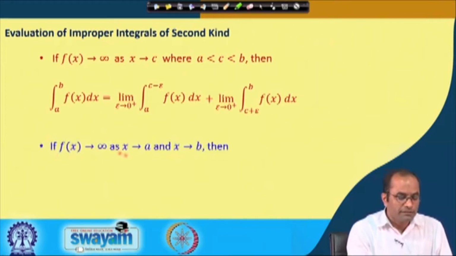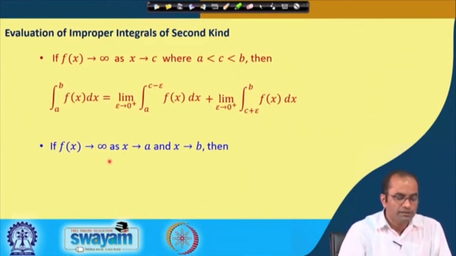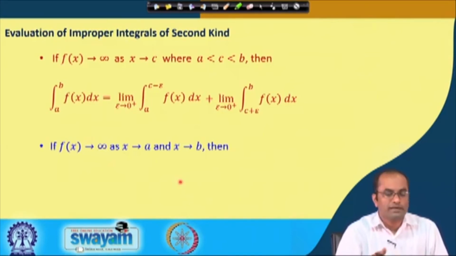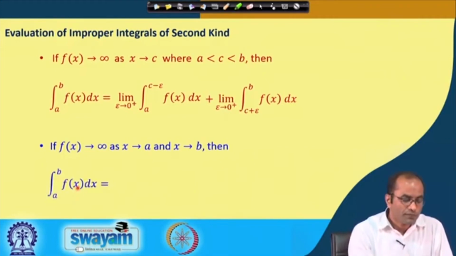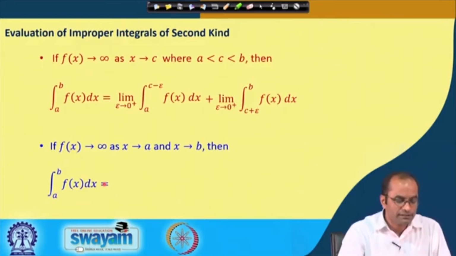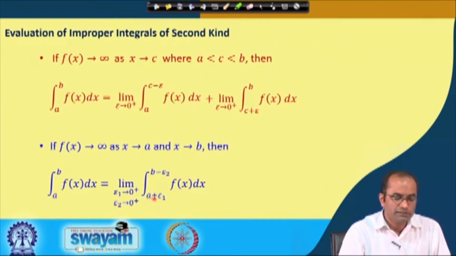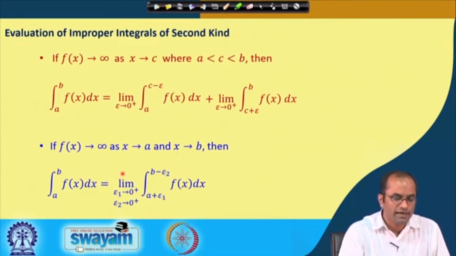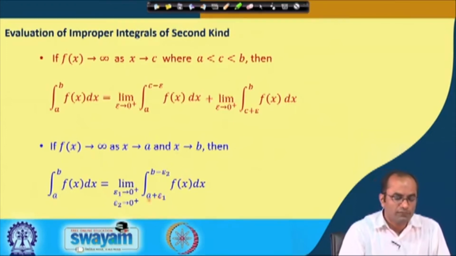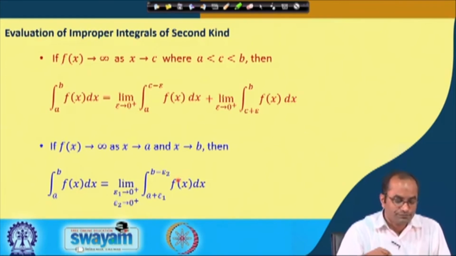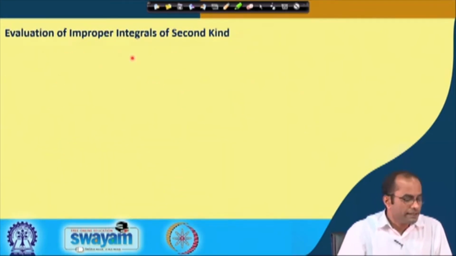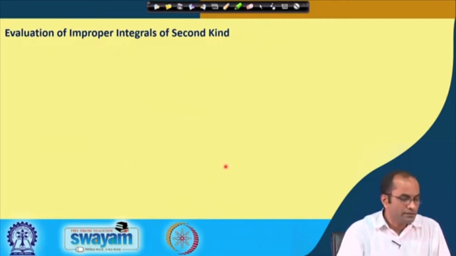So, if f(x) goes to infinity at both the ends, like x goes to a and also x goes to b, this is another possibility for the second kind of integral. In this case we can evaluate the integral from a to b of f(x) dx by introducing a plus epsilon 1 and b minus epsilon 2, and then taking the limits as epsilon 1 approaches 0 from the right and epsilon 2 approaches 0 from the right. Now we will take some examples where we can evaluate, just again a remark.